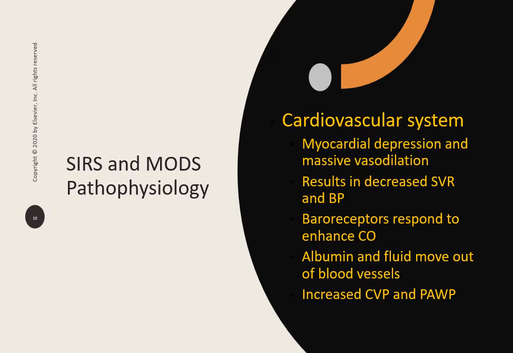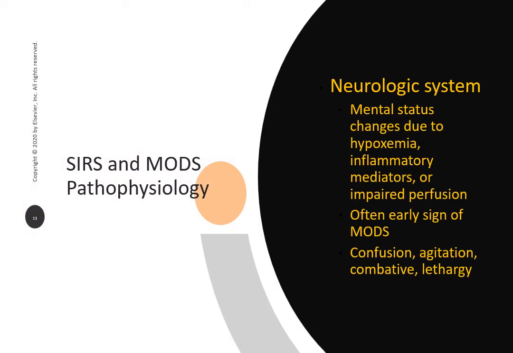Eventually, either perfusion of the vital organs becomes insufficient, or the cells are unable to use O2 and their function is further compromised. Neurological dysfunction in SIRS and MODS often presents as mental status changes. These acute changes can be an early sign of SIRS and MODS. The patient may become confused and agitated, combative, disoriented, lethargic, or comatose. These changes are due to hypoxia, the effects of the inflammatory mediators, and impaired perfusion.